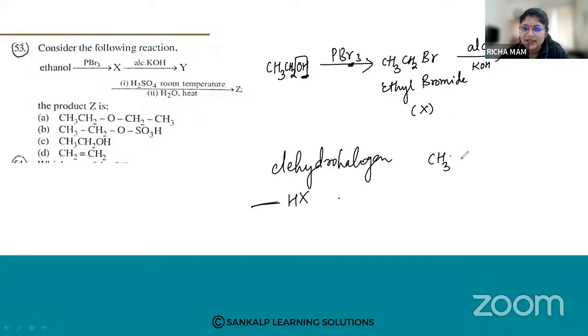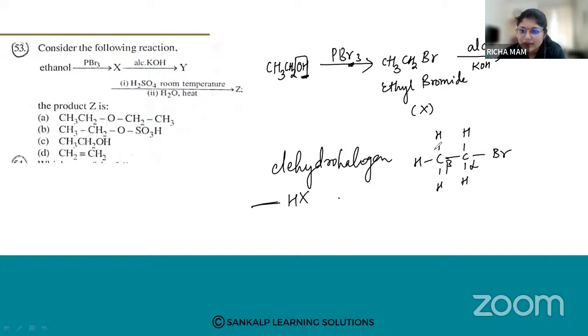But what is happening here? See here, CH3CH2Br. Let me write this properly. This is the alpha and this is the beta carbon, so it is also called alpha beta elimination. You can remember it as dehydrohalogenation.